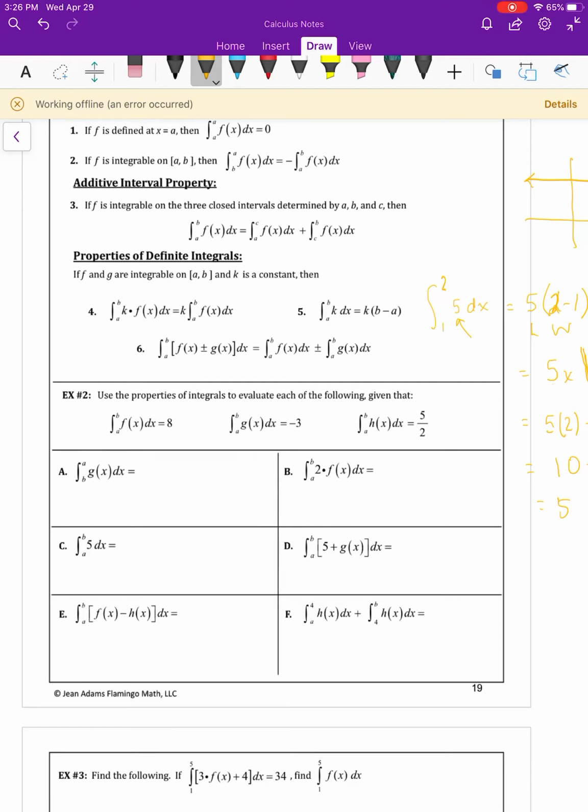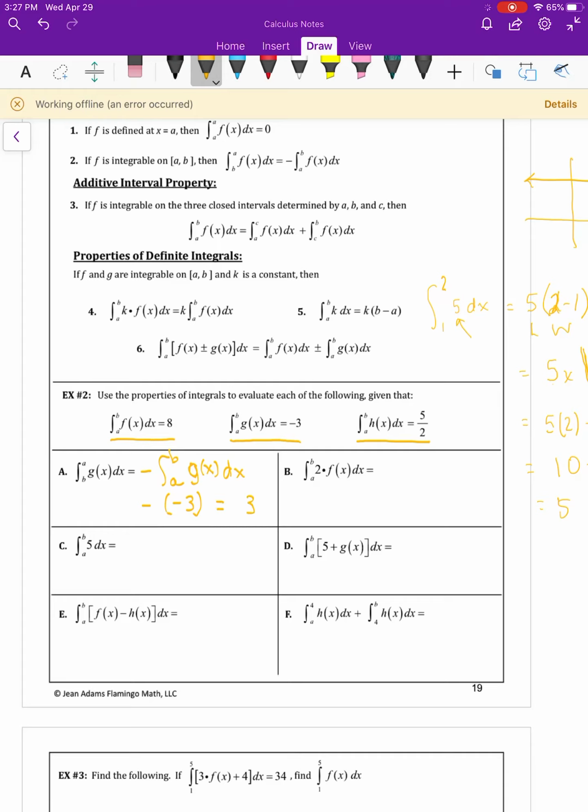So example number 2, use the properties of integrals to evaluate each of the following, given that the integral from a to b of f of x dx is 8, the integral from a to b of g of x dx is negative 3, and the integral from a to b of h of x dx is 5/2. So we've got three different functions here, f of x, g of x, and h of x. So we have to pay attention to what we're doing here. So we've got the integral from b to a, g of x dx. Well, that's the negative of the integral from a to b, g of x dx.